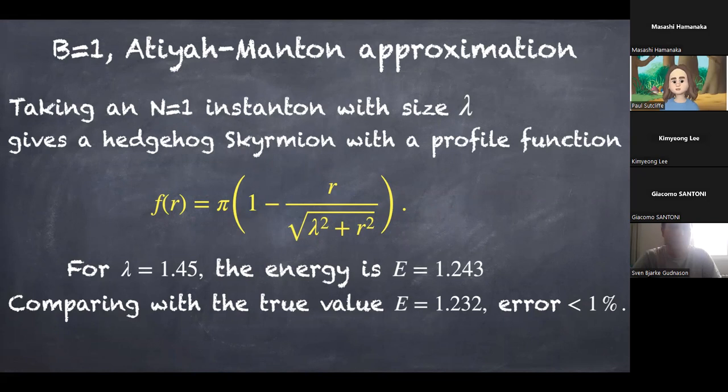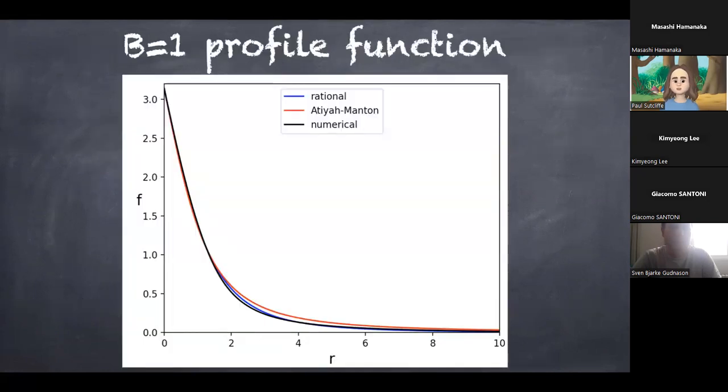So it gives you a hedgehog skyrmion with the profile function, and that's what this red curve is shown here. That's the Atiyah-Manton approximation for a 1 skyrmion. And you see it's fairly close to the black curve. So it gives you a good approximation to the thing that you can only calculate numerically. It's an analytic approximation, and its energy is within 1% of the energy of the true skyrmion.